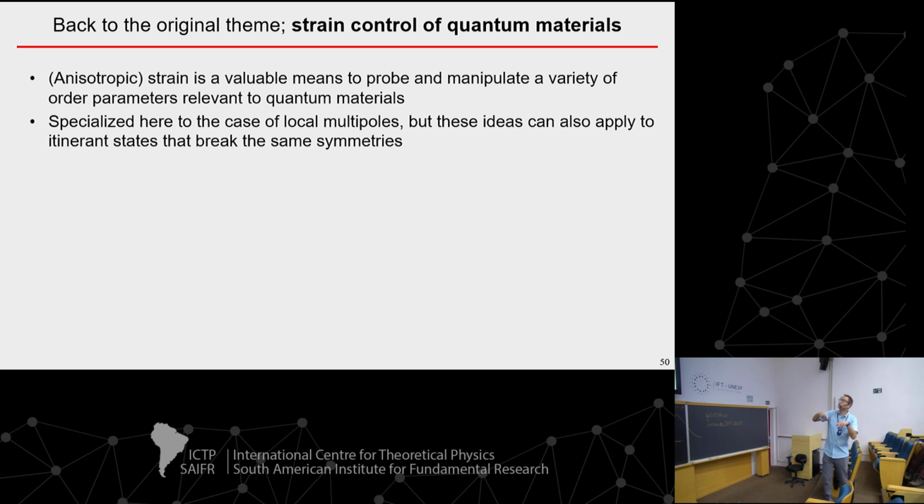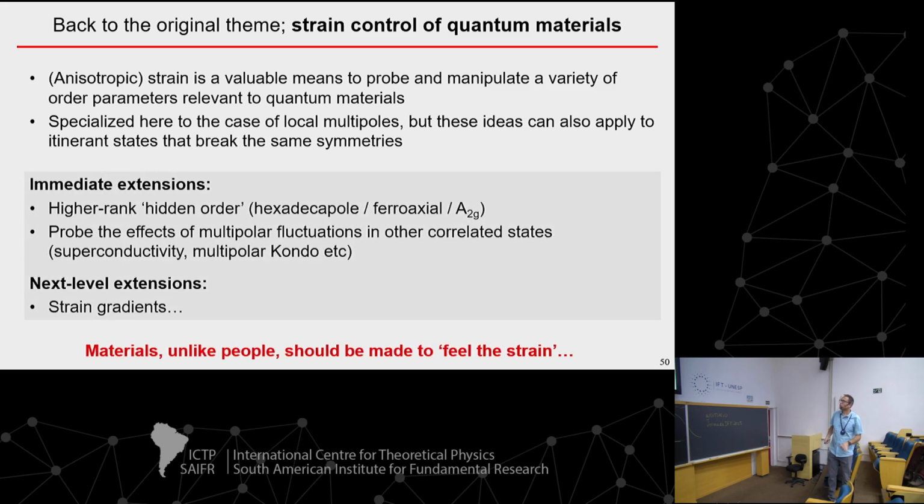So just to try and bring it all back together, the original theme was strain control of quantum materials. A number of us are thinking about these things and are excited about these things. I think you've heard from a number of us that strain is a valuable means to probe and manipulate them. And I've just specialized to the case of local multipoles, but you can extend these ideas fairly readily. You can imagine different ways that you could take this. I'm rather interested in strain gradients. But as a parting message, materials, unlike people, should be made to feel the strain.